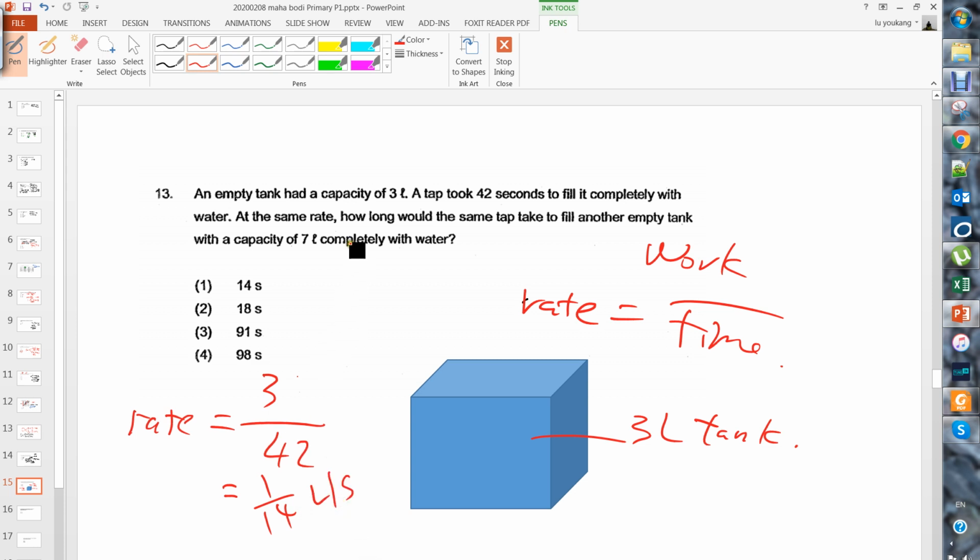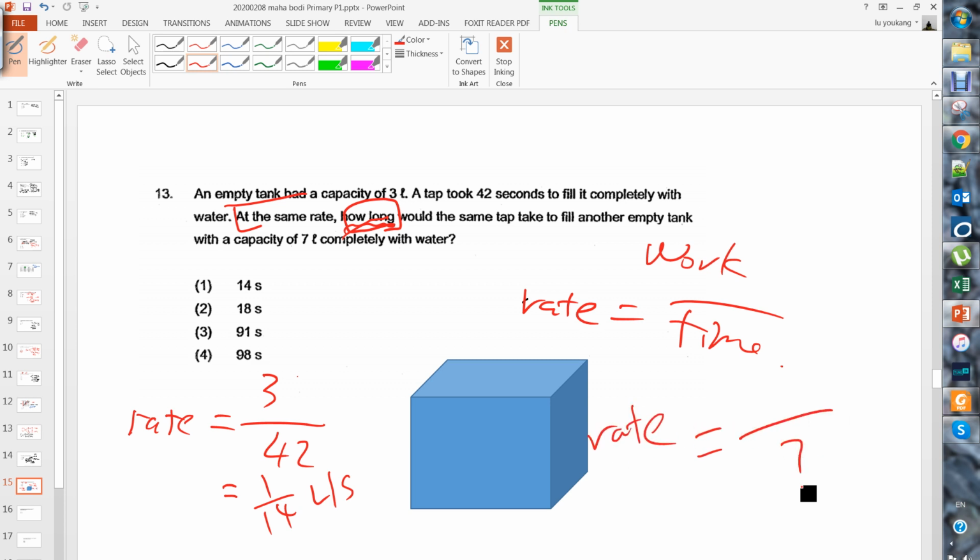So now it says how long would the same tap... Okay, good. So now they say how long, right? How long means what? How long means this time around? The second statement, that means here onwards. How long means they want to find what? The time. So that means they want to find the time.